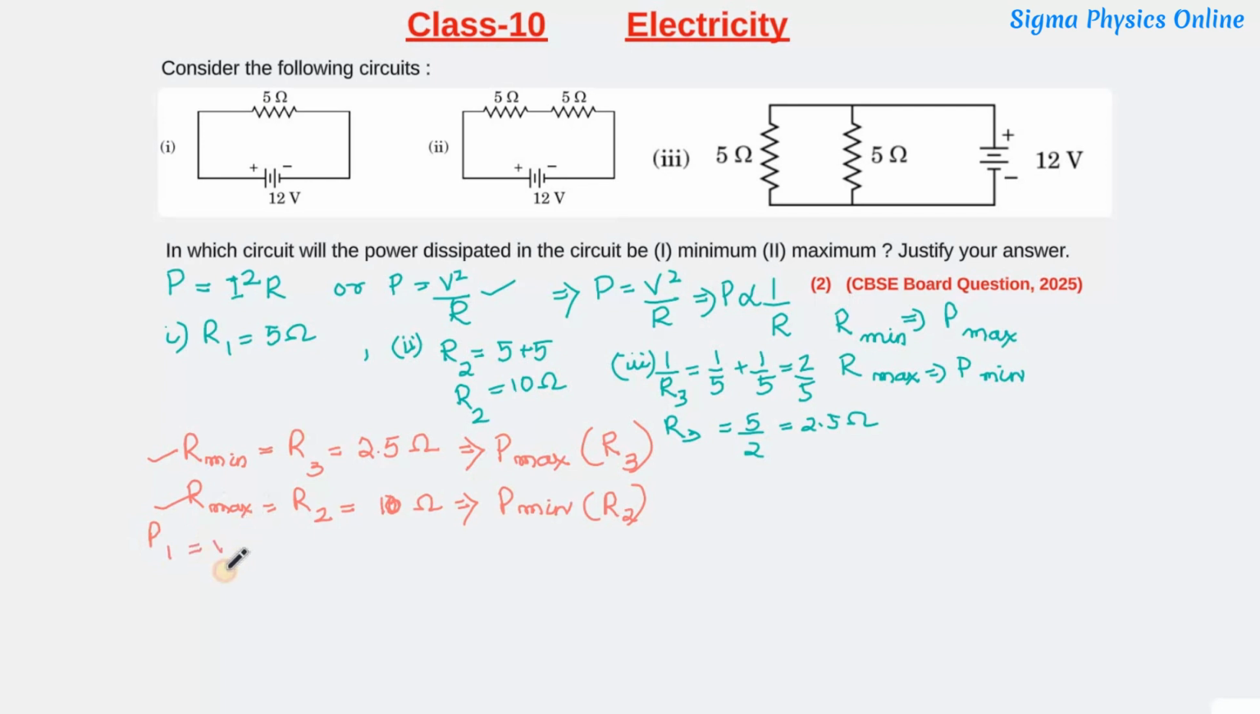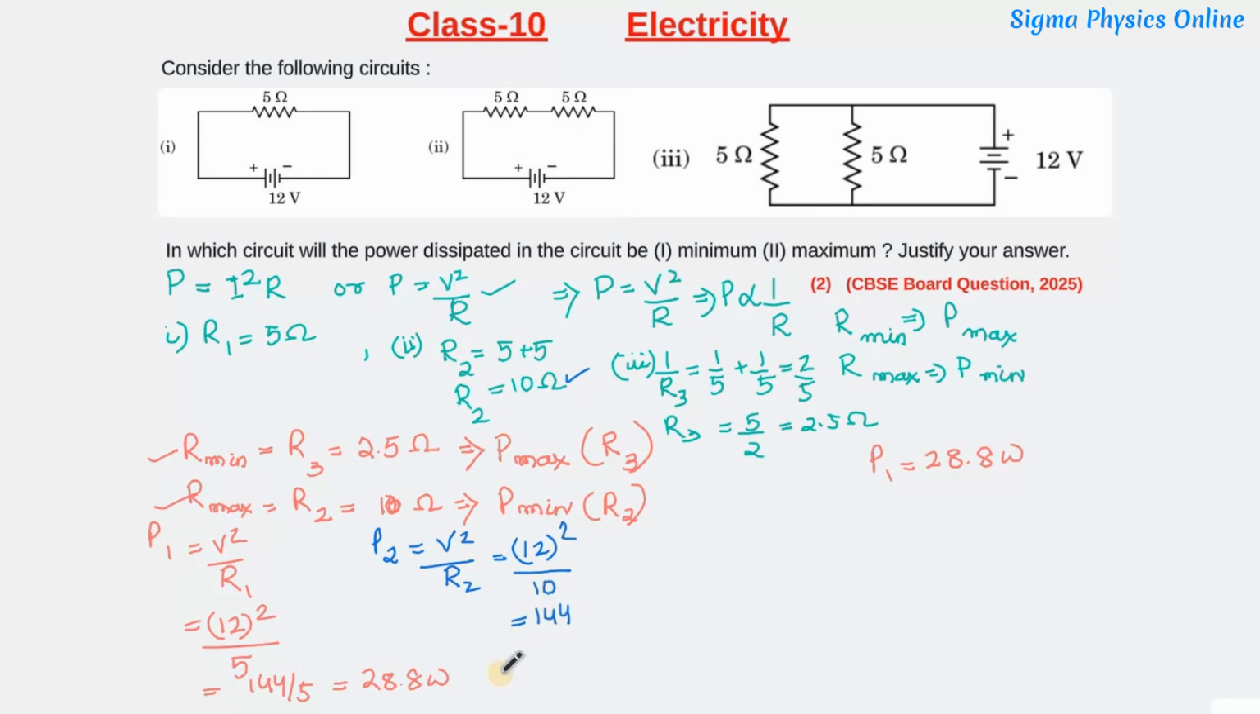So P1 will be V square by R1, which is 12 square by R1 is 5, that is 144 by 5, whose value is 28.8 watt. Hence power 1 is 28.8 watt. Now coming to power 2. P2 is again V square by R2. Putting the values, V square is 12 square, R2 value is 10 ohm. So it is 144 by 10. Hence P2 is 14.4 watt.